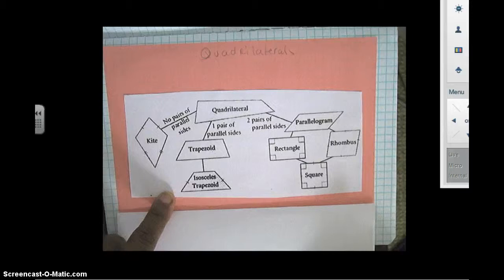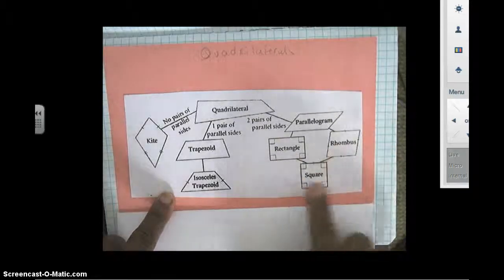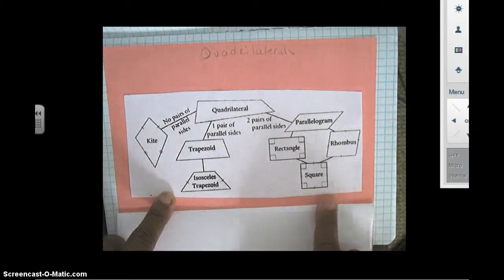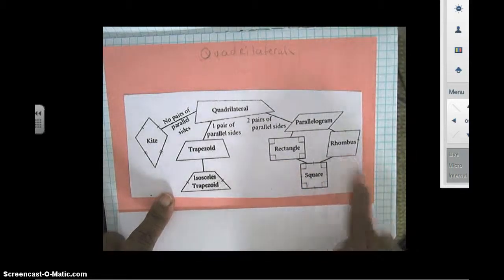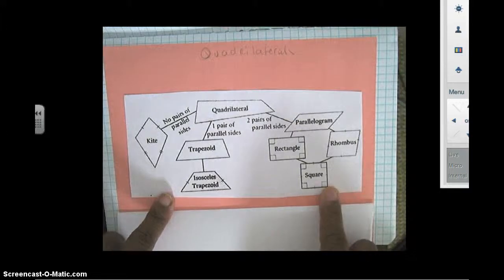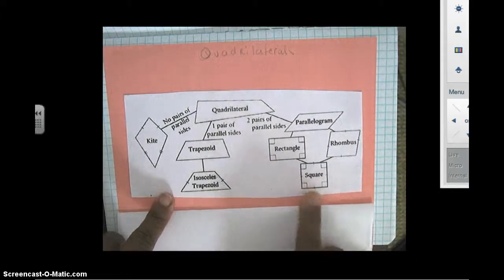So tomorrow we're going to discuss how these are classified, and I want you to come to class prepared to discuss why a square can be a rectangle and why a square can be a rhombus. But a rhombus is not a square and a rectangle is not a square.